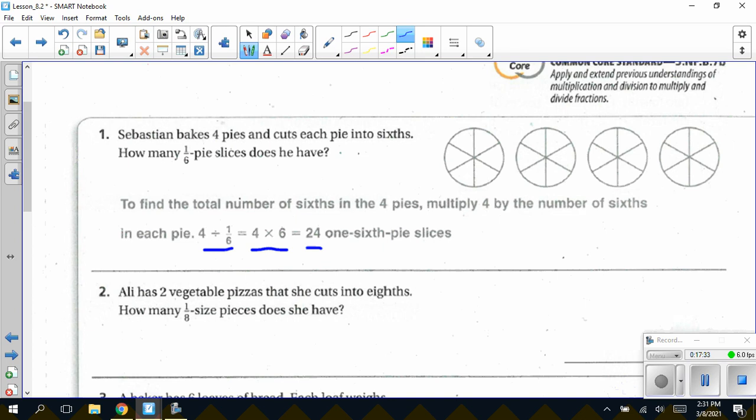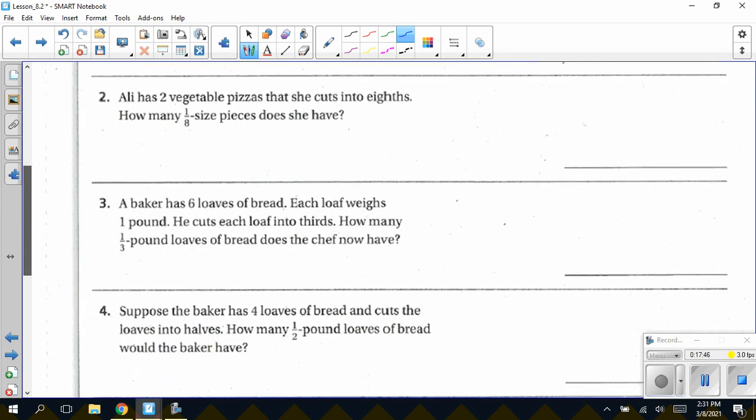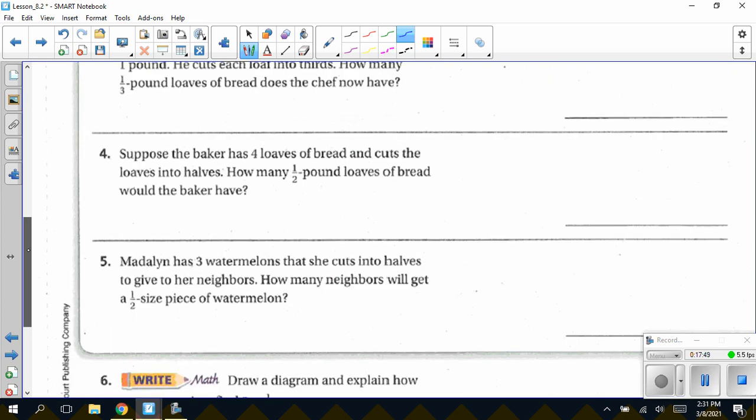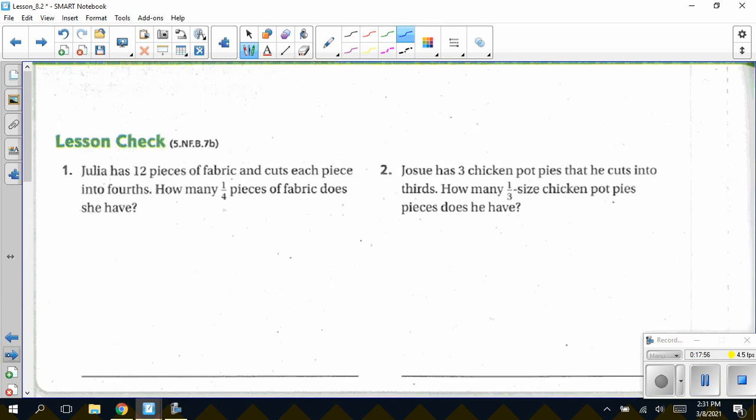that is what you would need to write on the line. So on the front, you are going to be doing questions 2 through 5. Again, write the division problem, change it to its multiplication problem, and then give us the final answer. We are not doing question number 6. On the back, you will do all questions.